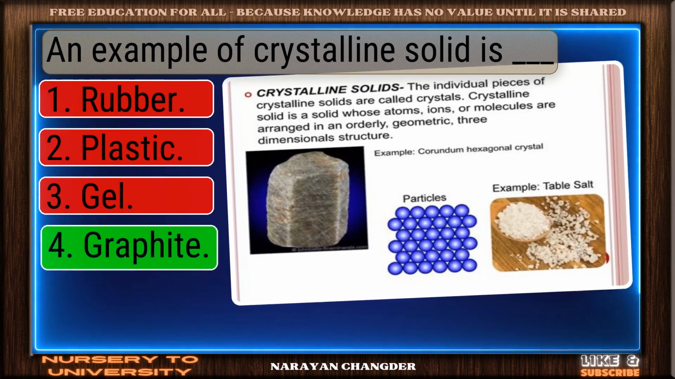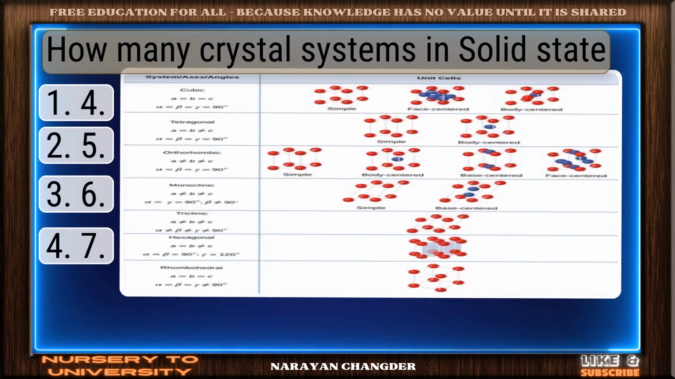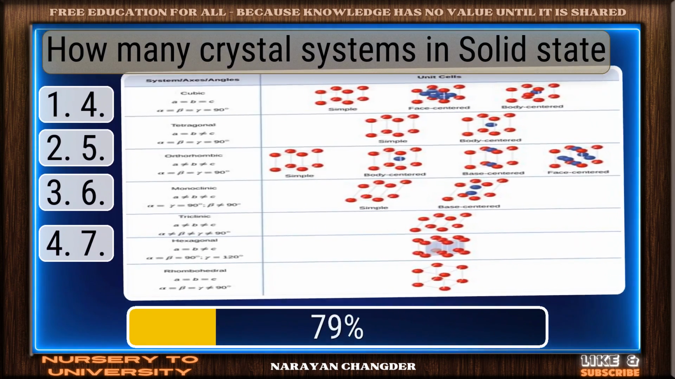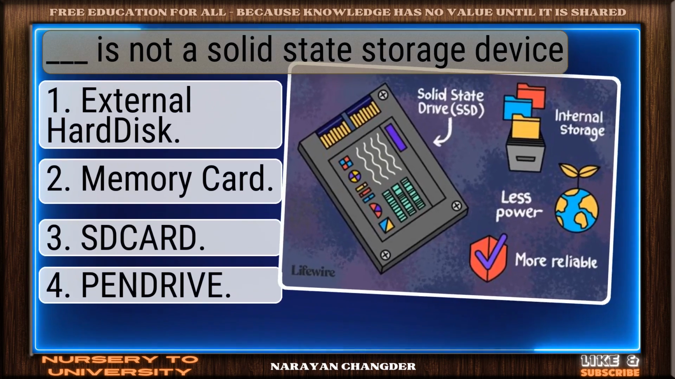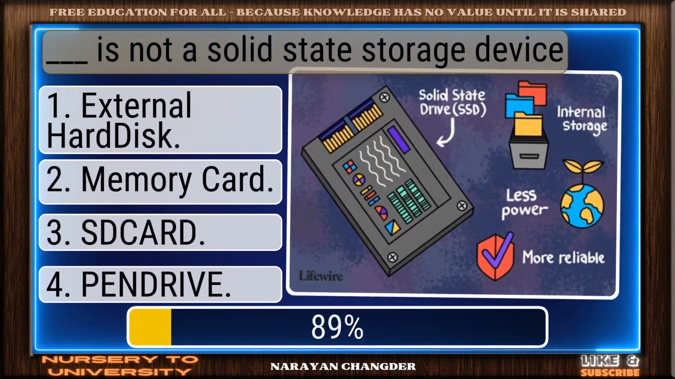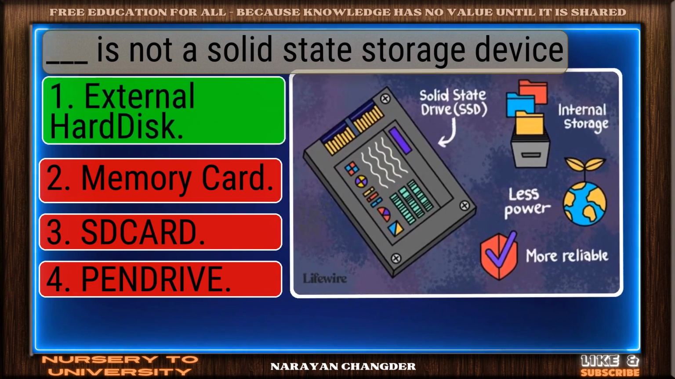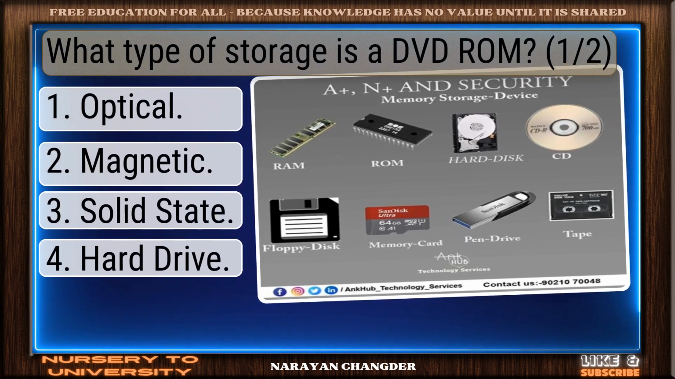Good job, graphite. How many crystal systems in solid state? 7, great work. Dash is not a solid state storage device. That's it, external hard disk. What type of storage is a DVD-ROM?